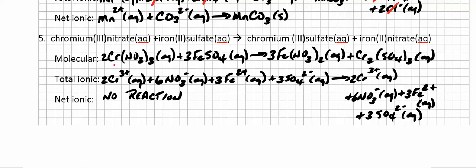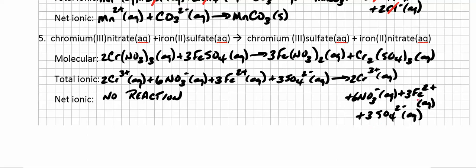Let's break it down. When we break down the Cr(NO3)3, I get 2 Cr3+ aqueous, plus 6, that's 2 times 3, 6 NO3 minuses, aqueous, plus, we'll break this down now, we get 3 Fe2+ aqueous, plus 3 SO4 2- minuses, also aqueous, yields 2 Cr3+ aqueous, plus 6 NO3- aqueous, plus 3 Fe2+ aqueous, plus, finally, 3 SO4 2-.